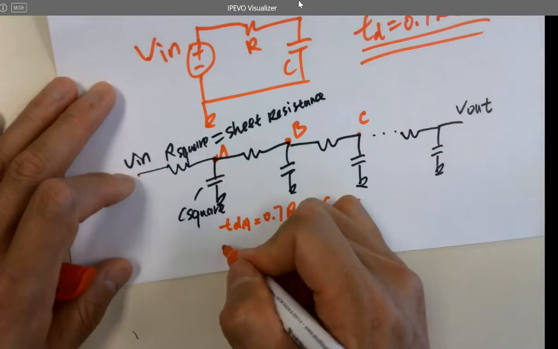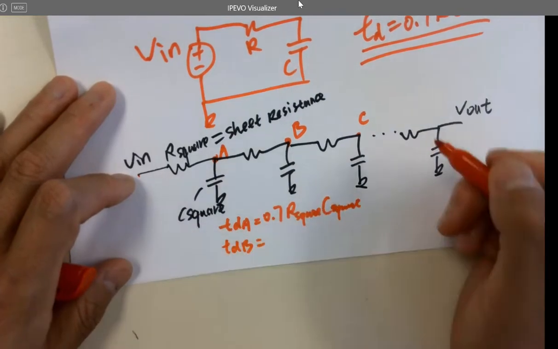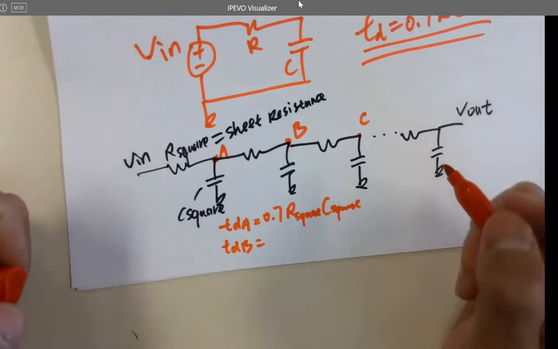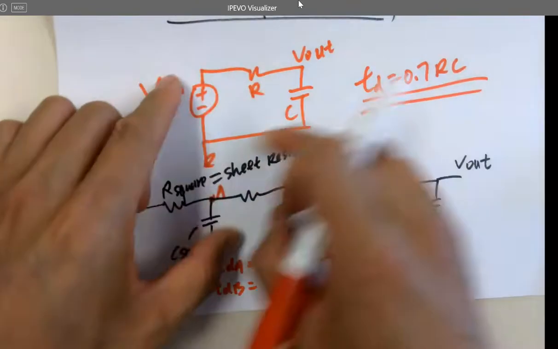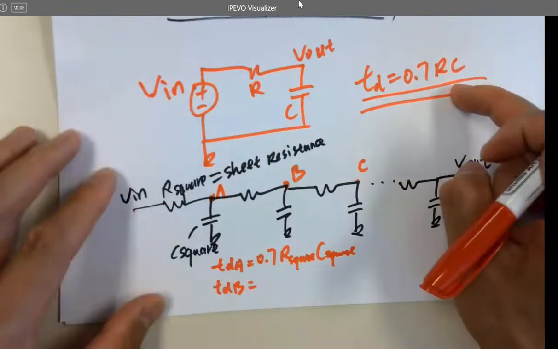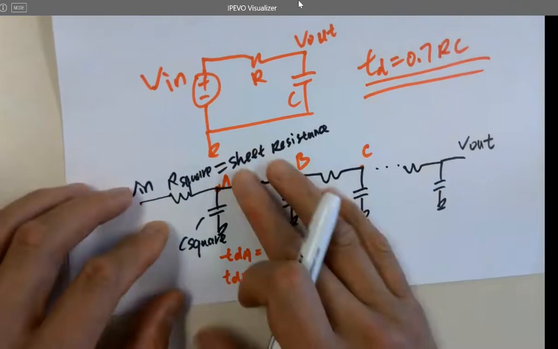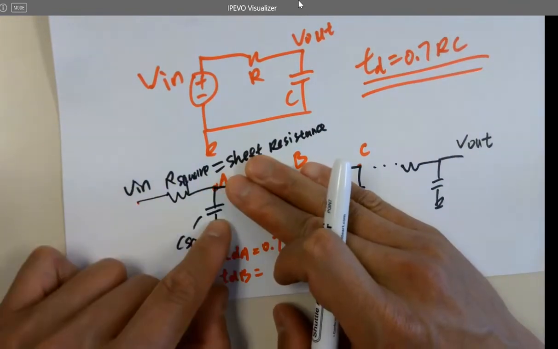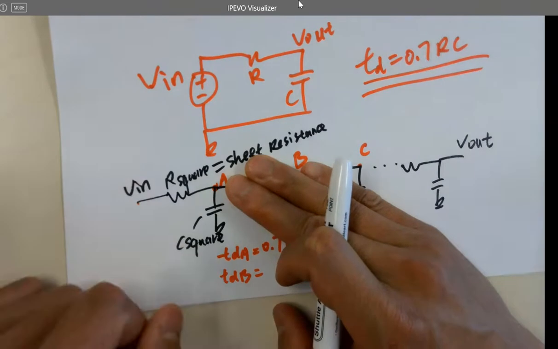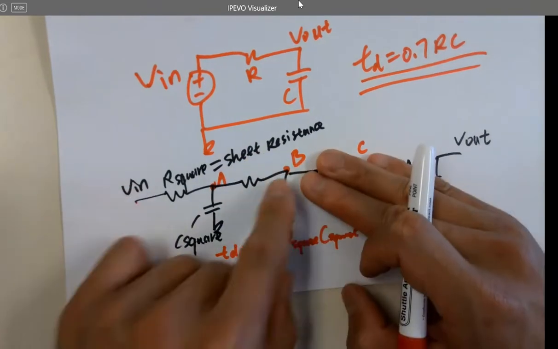Now, how to calculate it? TDB equals... Sometimes at the very beginning you don't know how to do it, right? But because it's not a circuit like this, you can directly use 0.7 RC. When you calculate the first one from here to here, it's very easy because it's just RC, 0.7 RC. So what about from here to here?